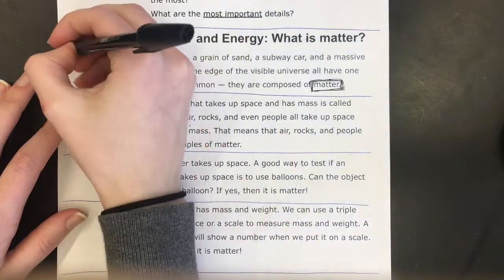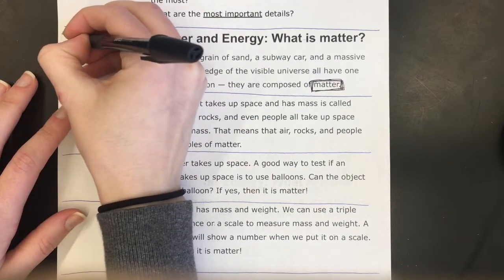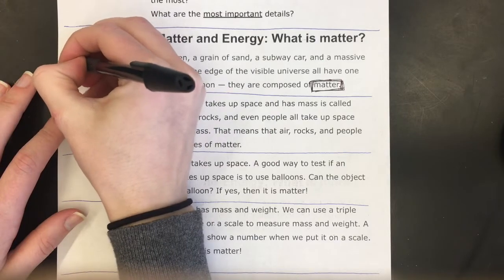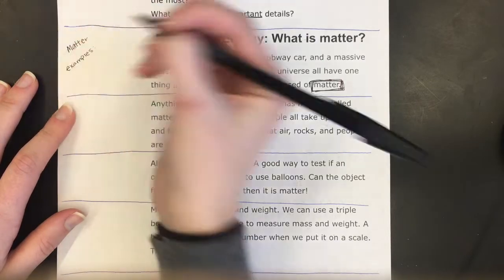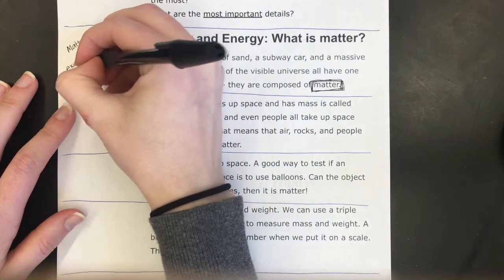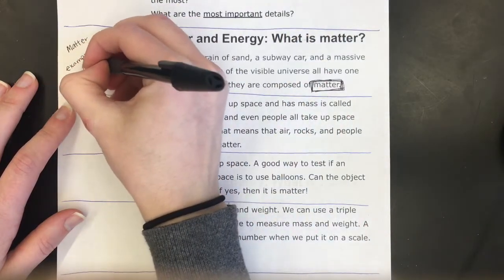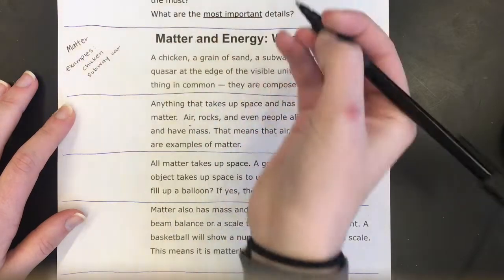So maybe I just write matter over here, and you should be writing this as well. Matter, and then examples. Chicken, and maybe I'll pick 2, and a subway car. I don't need all of them, but maybe I can underline them.